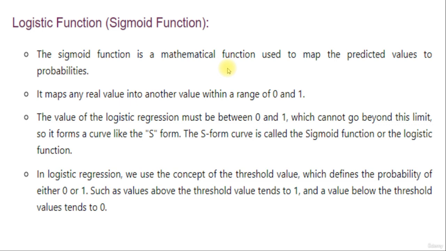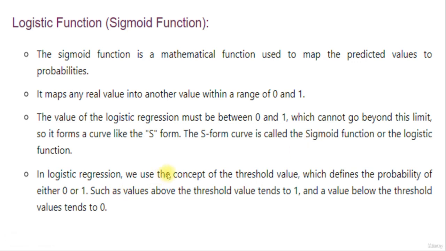You can generate that S curve with the help of the logistic or sigmoid function. It is just another mathematical function and it has a curve like the S shape that we already saw. The sigmoid function is a mathematical function used to map the predicted values to probabilities. It maps any real value into another value within the range of 0 and 1. The value of logistic regression must be between 0 and 1, which cannot go beyond this limit. So it forms a curve like an S form. The S-form curve is the sigmoid function or the logistic function.